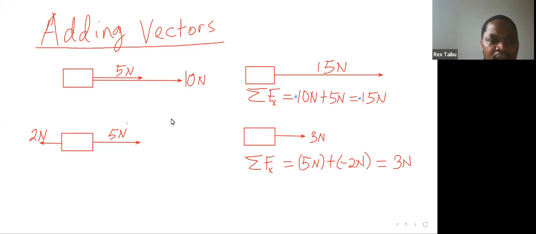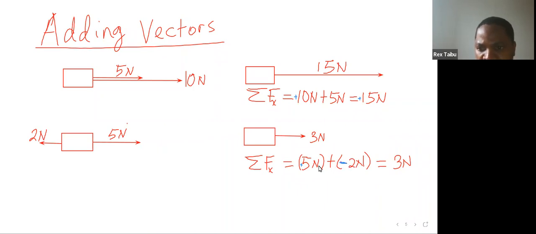All right. For this second scenario, since the right is positive, we are adding 5 newtons here. You want to add that one to the vector that is pointing to the left, which is going to pick a minus sign because it's pointing to the left. It picks a negative sign here.